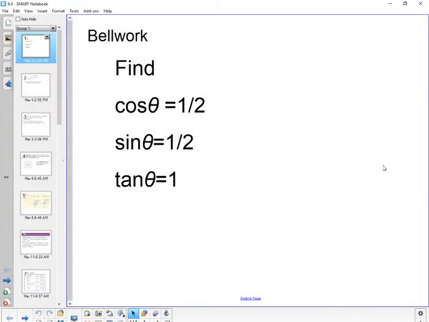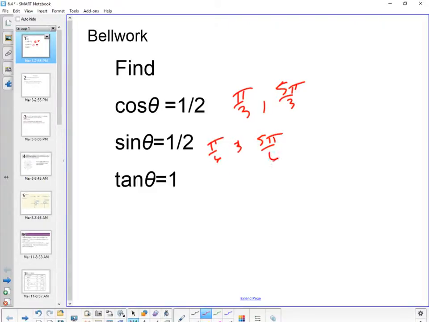Cosine 1/2, sine 1/2, tan theta. Here's what I came up with. You're welcome to challenge this. Whoa, that's not what I wanted. Yeah, 5 pi thirds. So there's that, and then you've got pi sixths and 5 pi sixths, and then you've got 5 pi fourths. Okay, so there's your solutions.